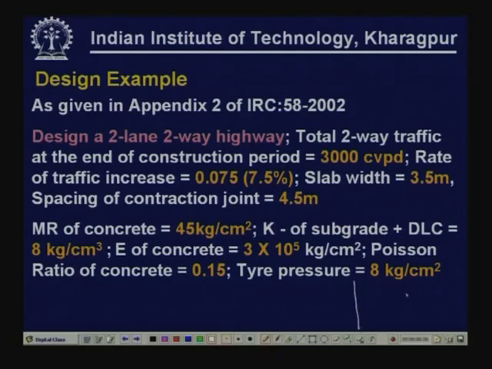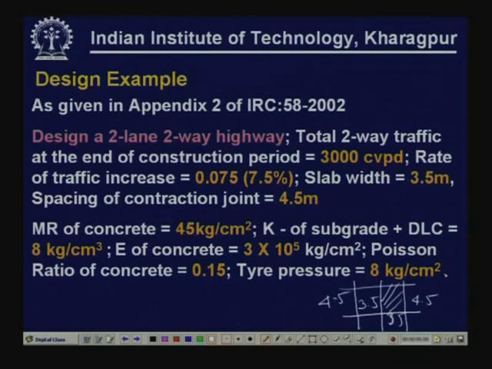So this is how it is constructed. There is a longitudinal joint here and the transverse joints are placed at 4.5. Total width is 7 meters, so this is 3.5. So the dimension of the slab is 3.5 by 4.5, and the spacing of contraction joint is 4.5. The modulus of rupture of concrete, that is the tensile strength of concrete, is 45 kg per centimeter square. These are all inputs that we need for design.